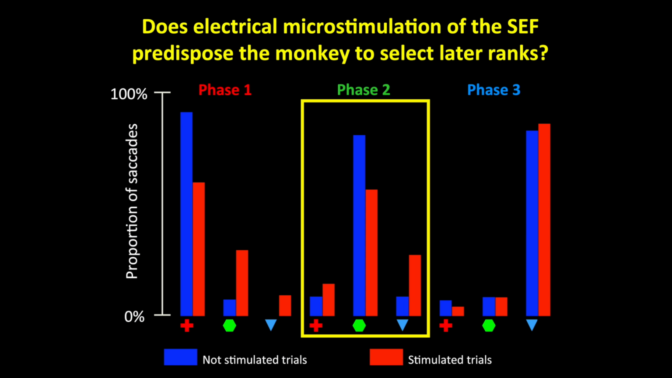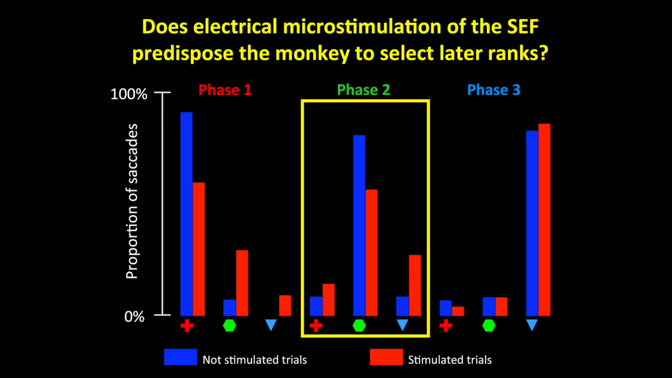Let's see. What I'm going to show here on the y-axis is the proportion of saccades, or the eye movements, made by the monkeys toward different objects in each phase of the trial. In non-stimulated trials, the monkey was required to select the first object, and they did, because that's what they were trained to do, but occasionally they made a small proportion of erroneous saccades toward object 2. During the second phase of the trial, again, most of the time they performed the movement correctly. However, when they made a mistake, they split their choices 50-50 between the earlier ranks and later ranks. And during phase 3, they selected the correct object, object 3, most of the time.